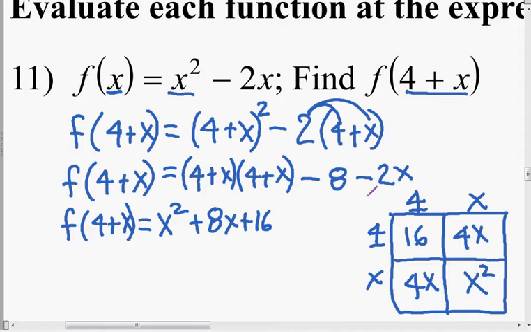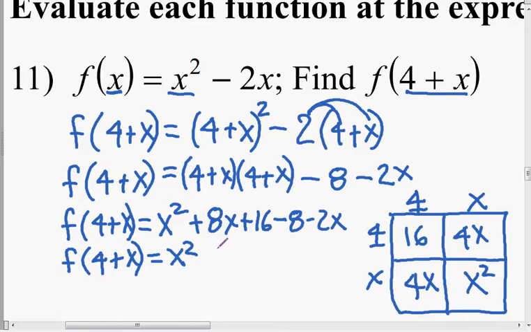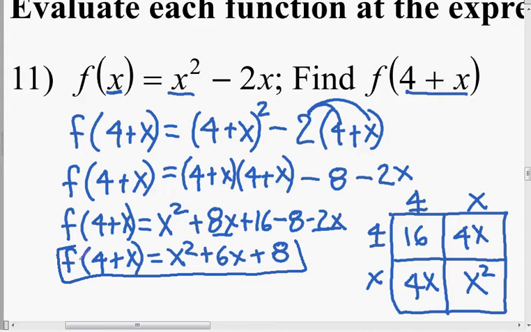Now I have to subtract the rest of the equation. Minus 8 minus 2x. And that gives me some more like terms to combine. f of 4 plus x equals x squared. I have 8x and I have minus 2x. Have 8 x's, lose 2 x's, I'm left with 6 x's. I have 16, I lose 8, I end up with plus 8. So f of 4 plus x equals x squared plus 6x plus 8.